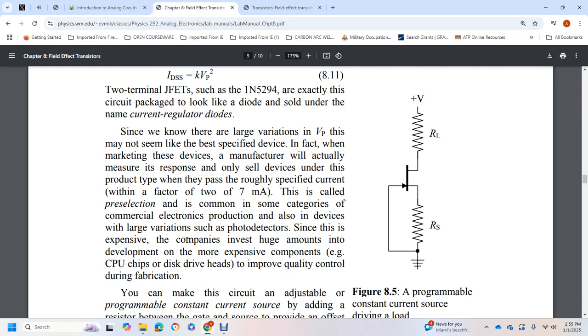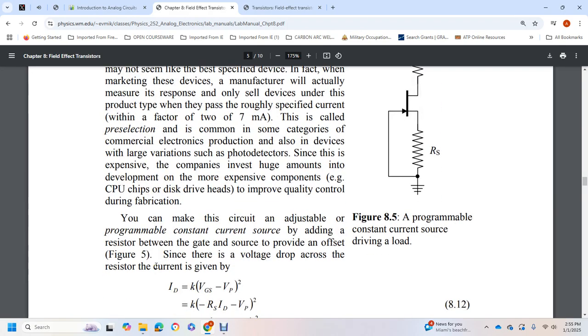Also, the device has very large variation in photodetectors. Since they're expensive, companies invest huge amounts to develop the more expensive components in CPU chips and disk drive heads, and to improve the quality control of them during fabrication.